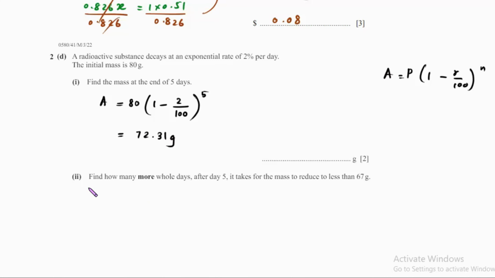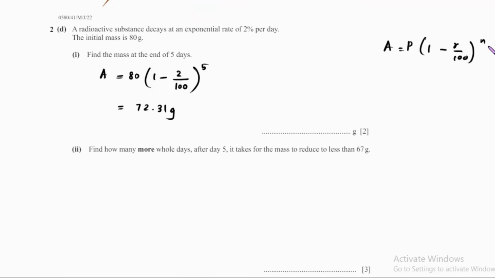The next part of the question is, find how many more whole days after day 5 it takes for the mass to reduce to less than 67 grams. In this case, what we can do is we need to find what this N is. And we need to see how much more days after this 5 days it will be.